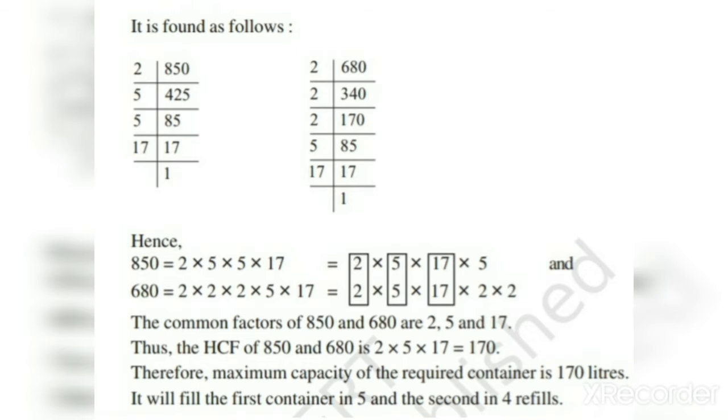Remember, I told you, whenever you find 5 and 2 in the prime factorization, first multiply these two numbers. 5 twos are 10 and 10 seventeens are 170. So the maximum capacity of the required container is 170 liters. It will fill the first container in 5 and the second in 4 refills.